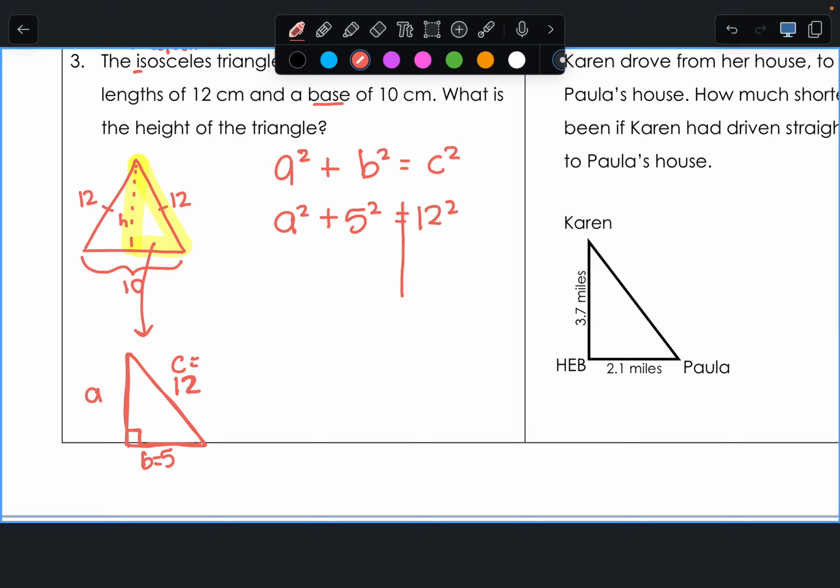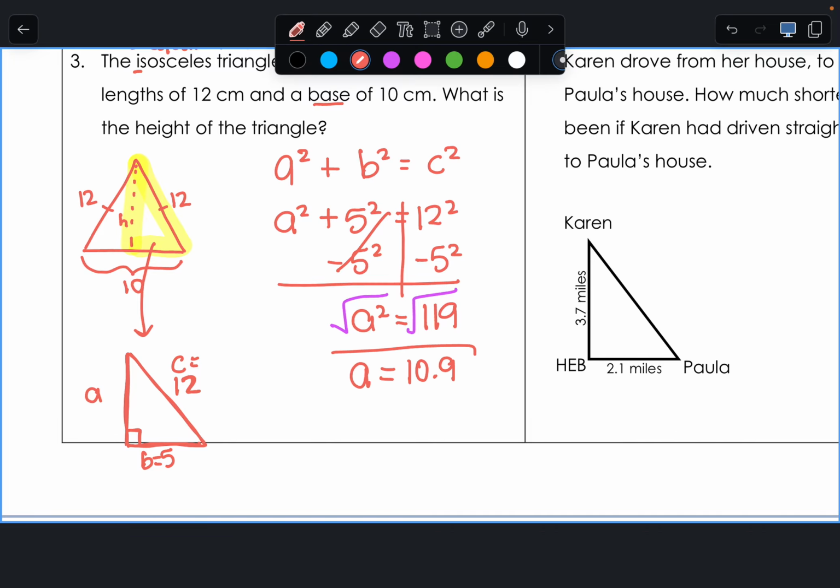What do we do with the 5 squared? So A squared is equal to? And then what do you do at the end? Square root it. You get? Okay.